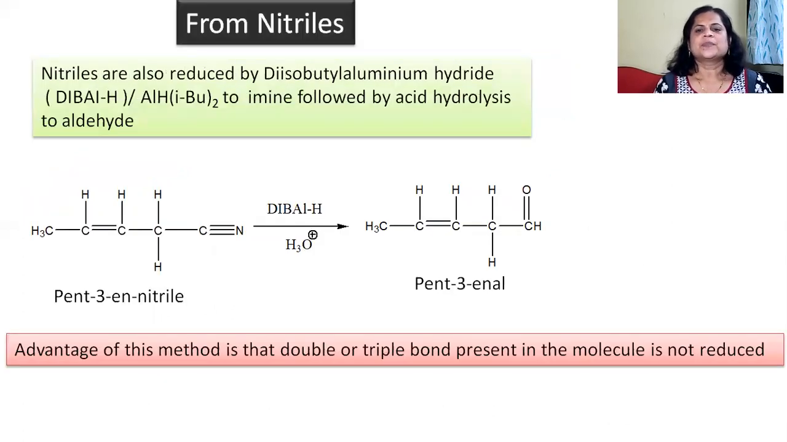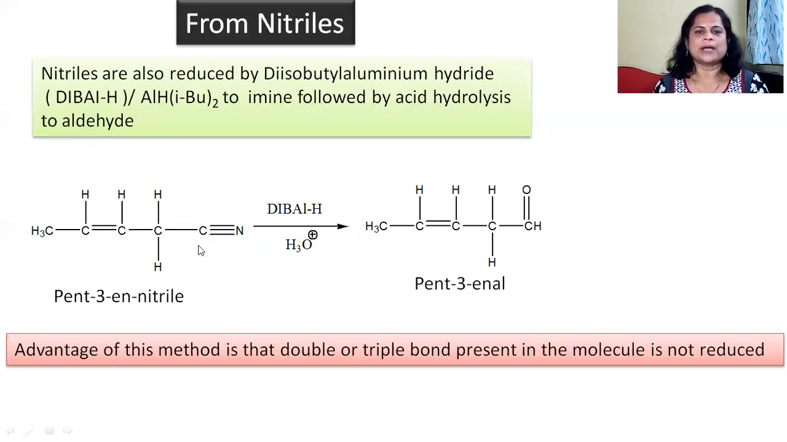Next reaction, formation of aldehydes from nitriles, but see here that the nitriles, which have the C triple bond N, also contain a double bond in their structure. The example is pent-3-enenitrile. In that structure, carbon numbers 3 and 4 contain a double bond, and therefore its name is pent-3-ene with the nitrile group.